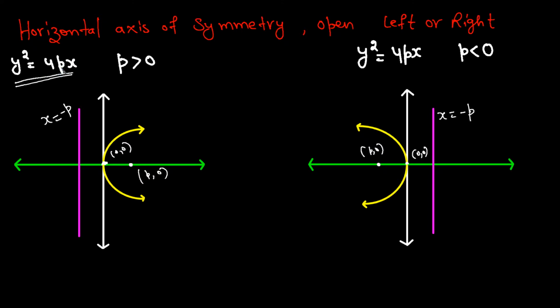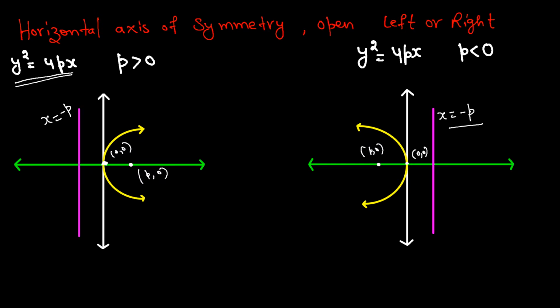All right, so let's go over the parabola with a horizontal axis of symmetry, and the equation is y squared is equal to 4px. Two cases again. If p is positive, greater than 0, the directrix is going to be x is equal to minus p. This is my vertex over here, 0, 0, and the focus is p comma 0. When p is greater than 0, it's going to open to the right, and when p is less than 0, it's going to open to the left. Again, this is my focus, vertex, and directrix.